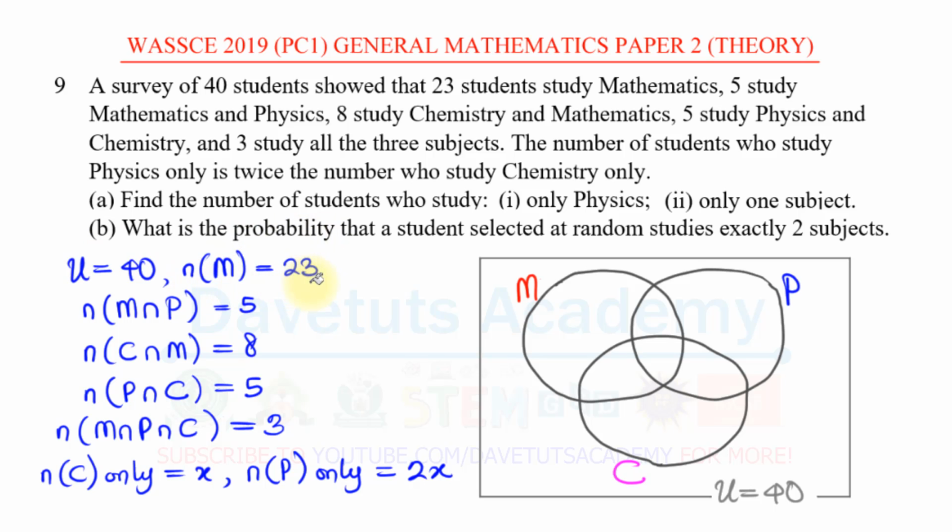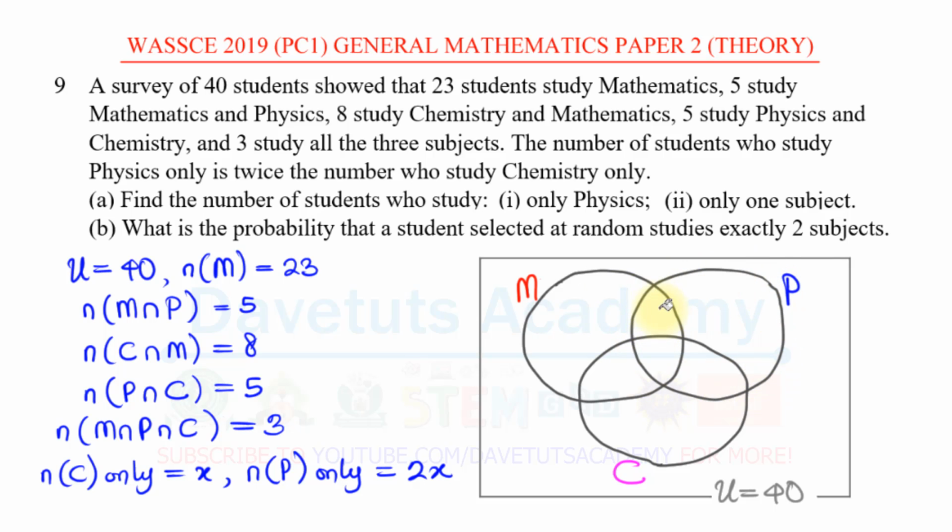The number of mathematics is 23. Let's keep that information. We'll still come to it later. But now they said that M, mathematics, intersect P is 5. Where is the region for mathematics intersect P? It is here. Look at this. This is maths, to the left, and this is physics to the right.